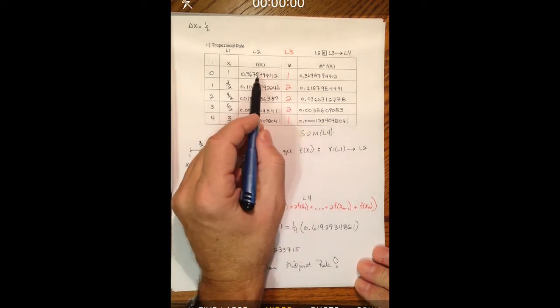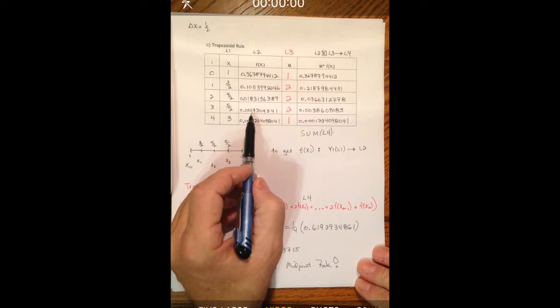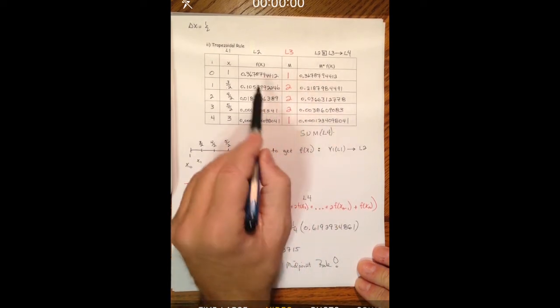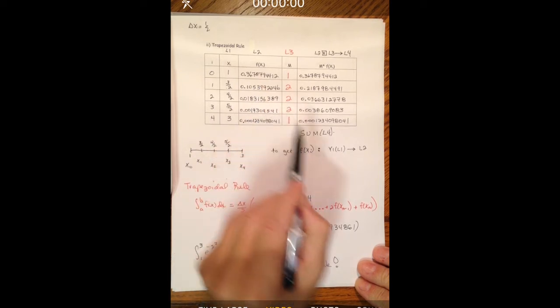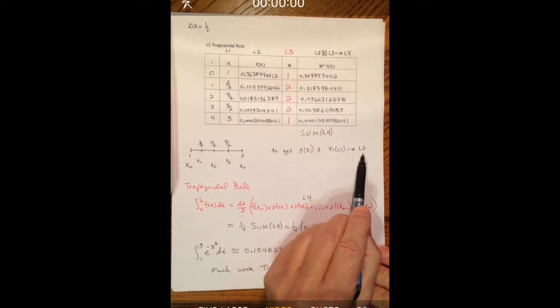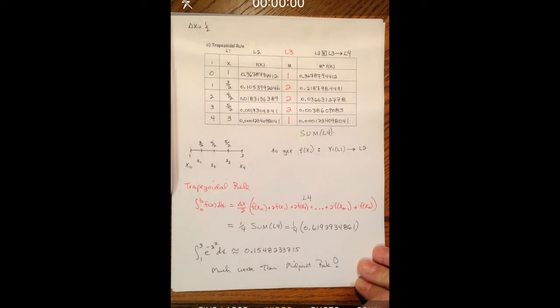So make sure you've got those numbers. If not, scroll backwards into the video and see how to get those again. It's just this command right here. Okay, now here's the Trapezoidal Rule, delta x over 2.